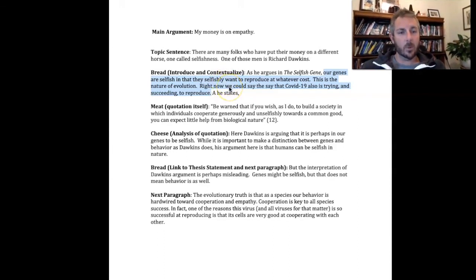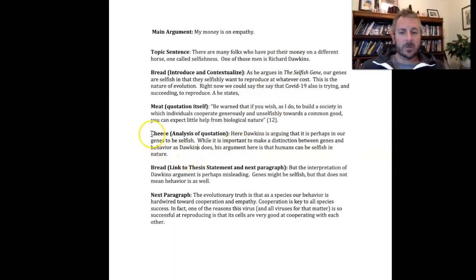Now here I've done both. Then you have the meat of the quotation. And simply all that is the quotation, followed by, in this case, an MLA citation for it. Now you'll notice I didn't put the author's name in the citation because I already used it previously.